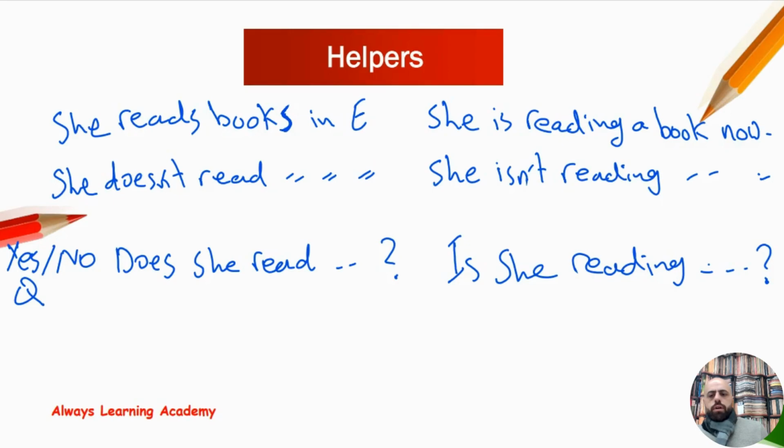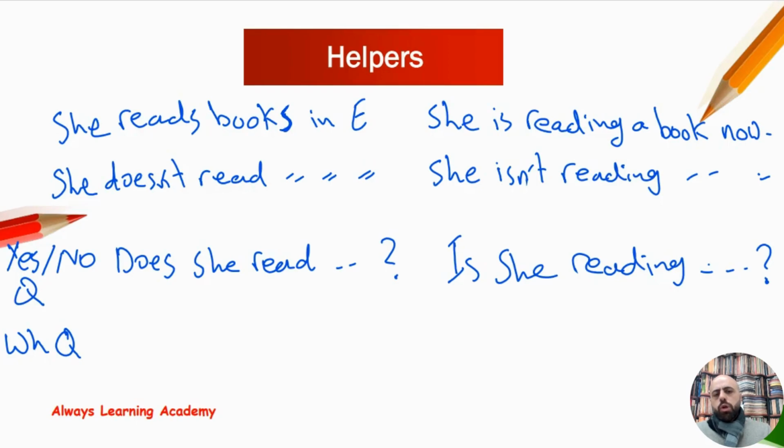Now, for the last type of question, that will be WH question. That, by the way, the answer to yes, no question will be yes or no. So does she read books in English? Yes, she does. No, she doesn't. Here, is she reading a book now? Yes, she is. No, she isn't. That's why we call them yes, no question.